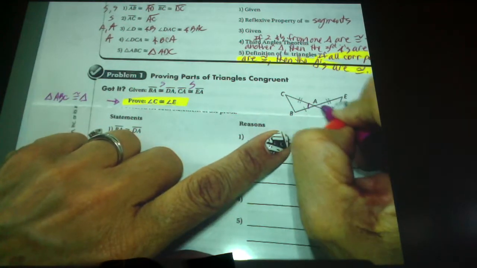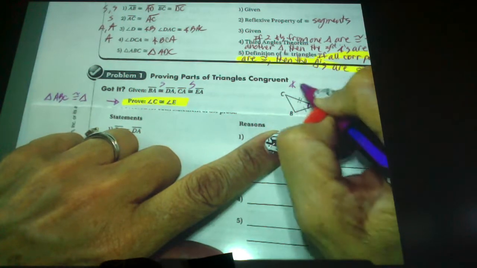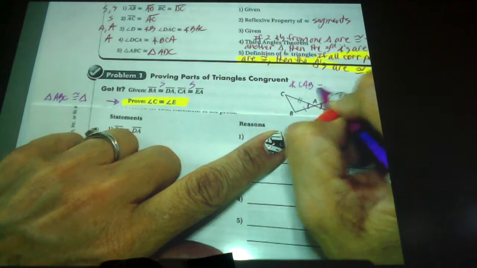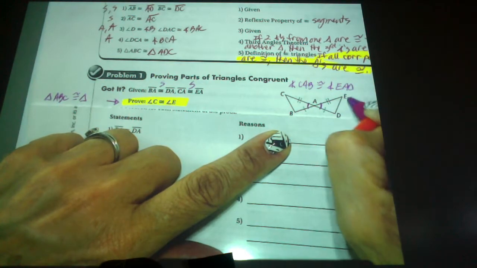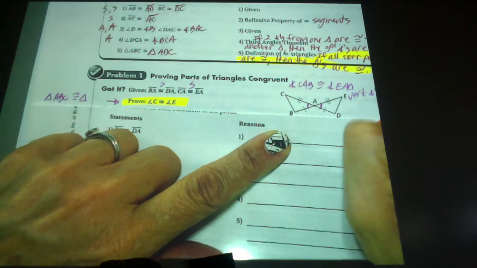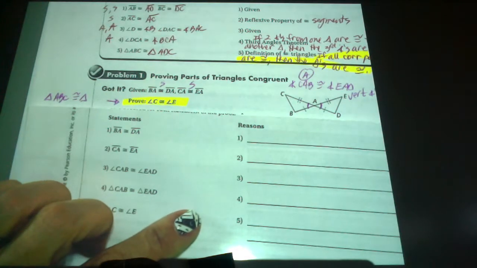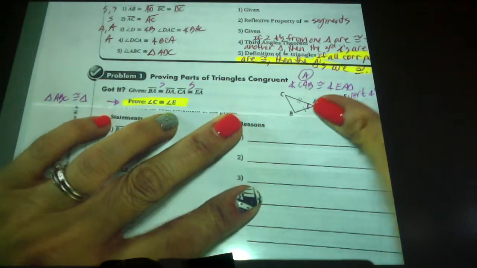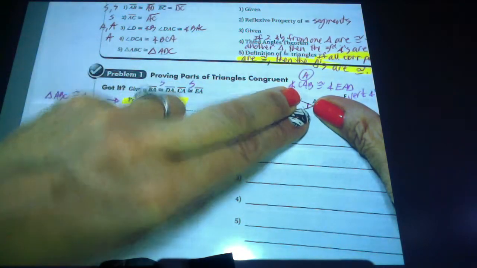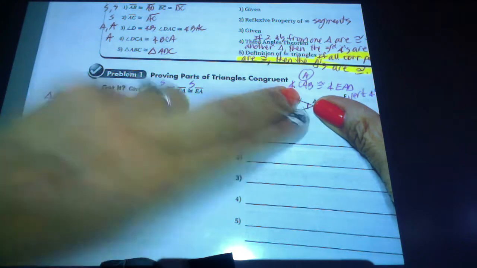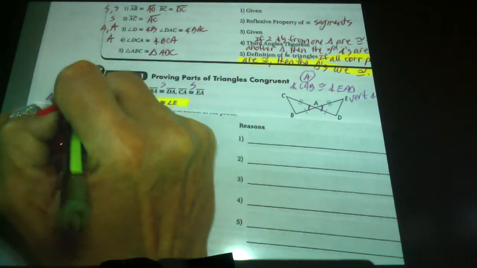So this angle right here and that angle right there are vertical. So I can say that angle CAB is congruent to angle EAD because vertical angles are congruent. And that's going to give me an angle congruency statement. So then look at your triangle. Put your fingers on those two sides. Is that angle in between the two sides or not? Yep. So we are going to prove these triangles congruent right here by SAS.